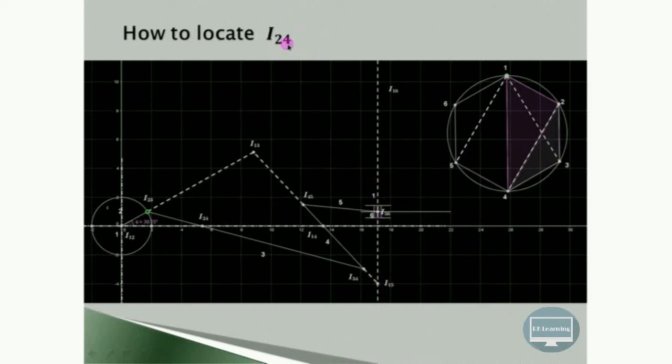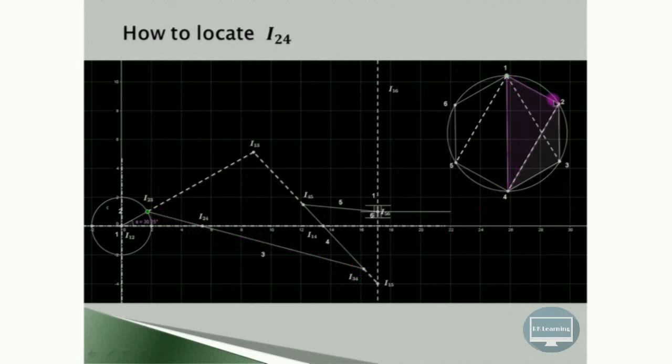Now we'll look at the ICR I24. So join this 2 and 4. Again it will form these two triangles. Now 2 3 and 3 4 we have to join. So this is 2 3 and 3 4 is this particular one. They are already joined. So this is the link itself.